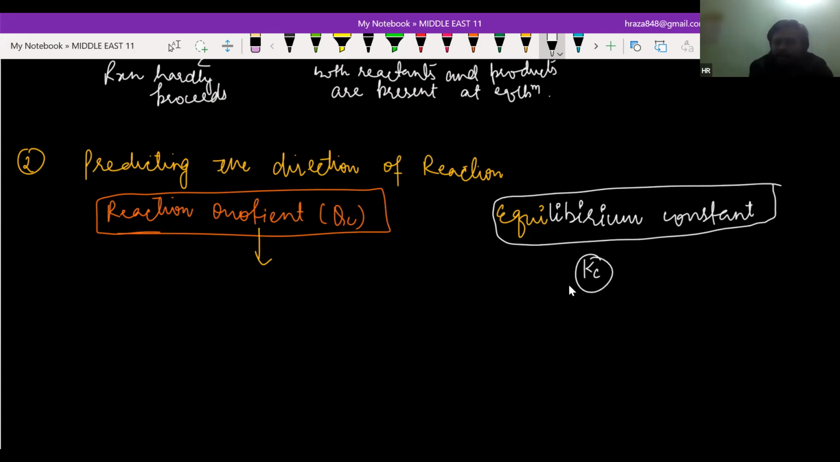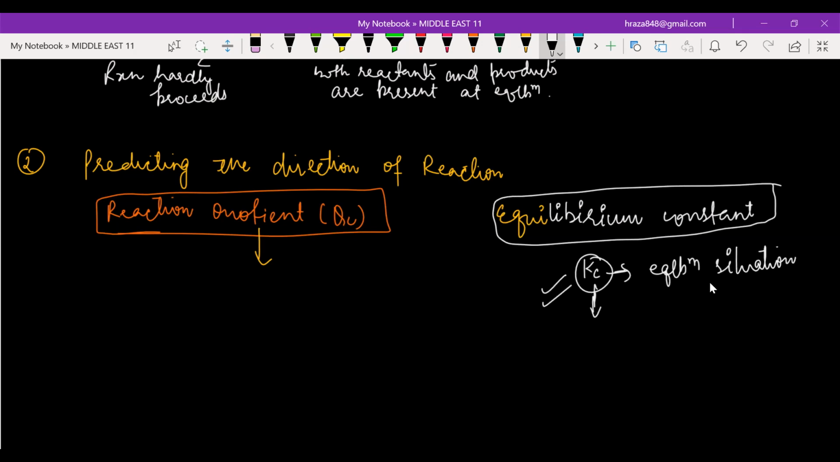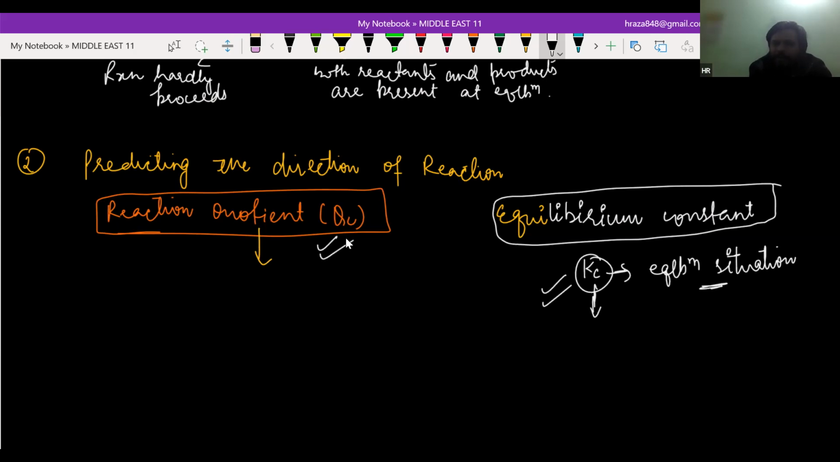Kc is the equilibrium constant, and this represents only the equilibrium situation. Saif, am I audible to you? Yes, sir. So Kc represents only the equilibrium situation, and this Qc is for all the time during the reaction.